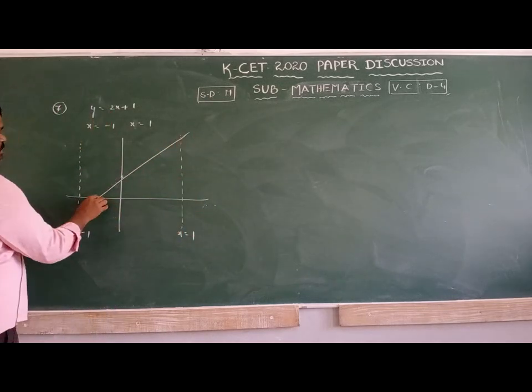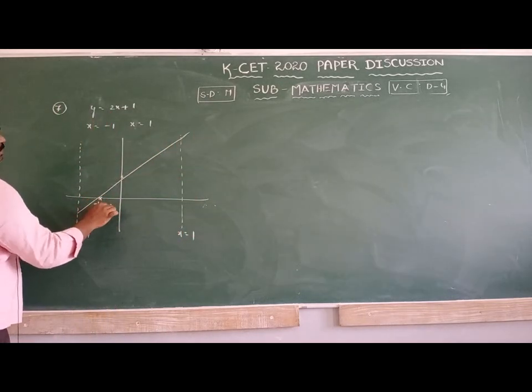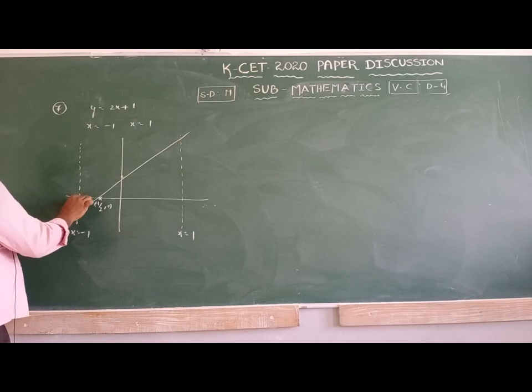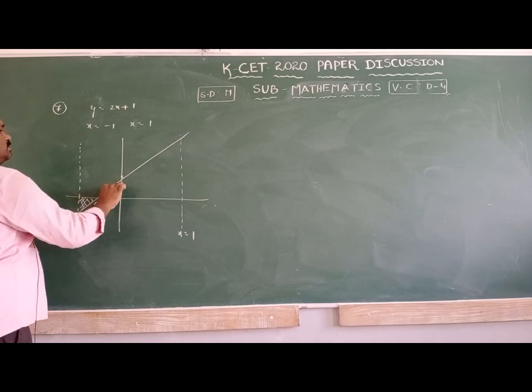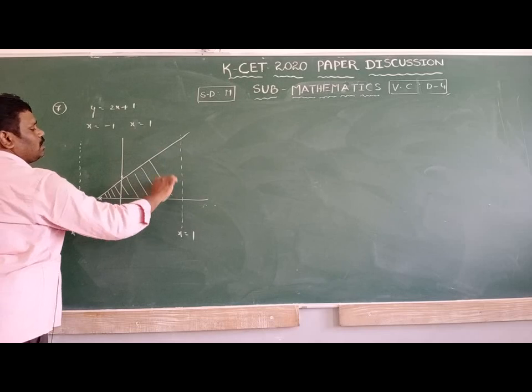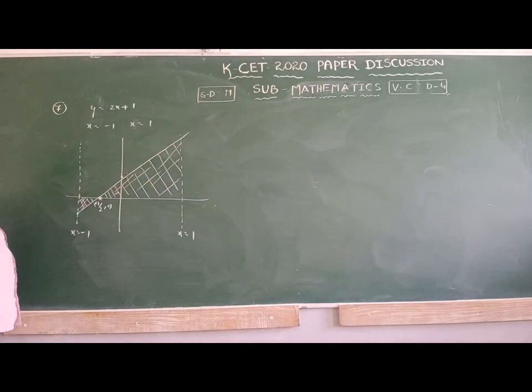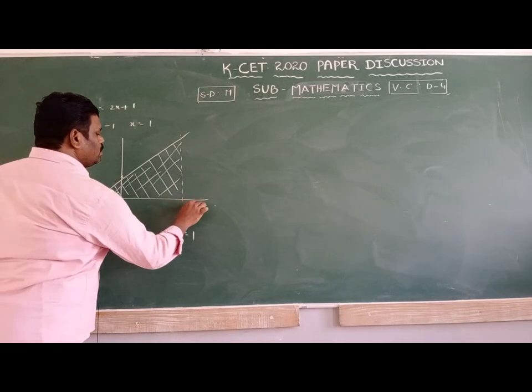This is minus 1 by 2 comma 0. This is the line. Now which region do we want? This shaded region, the total shaded region under the curve. So we split it into two parts. This one is minus 1 comma 0, and this one is 1 comma 0.